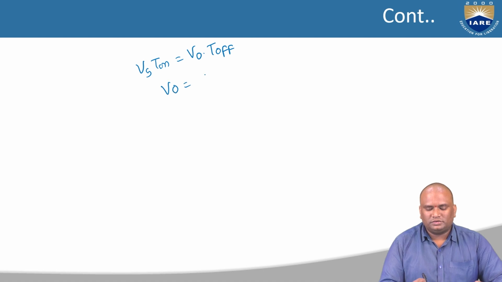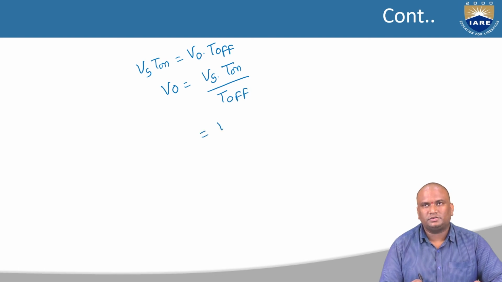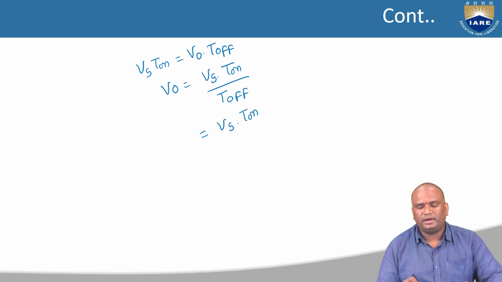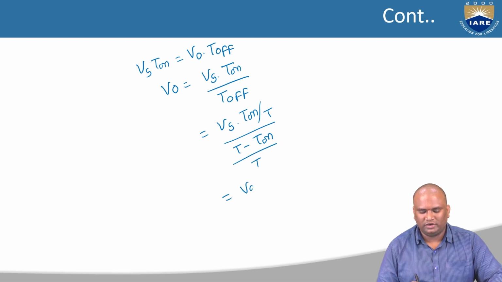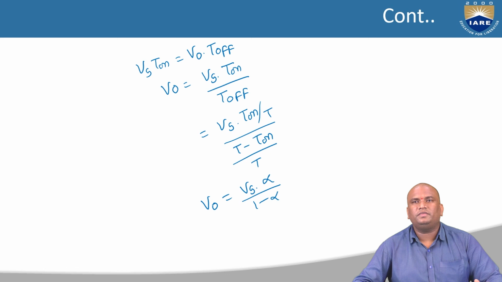So the output voltage is equal to Vs into T on by T off, which is equal to Vs into, if we divide both the numerator and denominator by T, (T on by T) over (T minus T on by T), writing T off as T minus T on, which is equal to Vs into alpha by 1 minus alpha. This is the output voltage equation of the step up/down chopper.